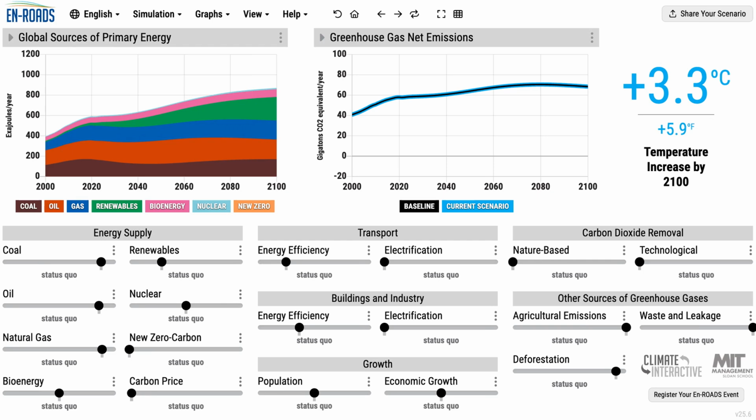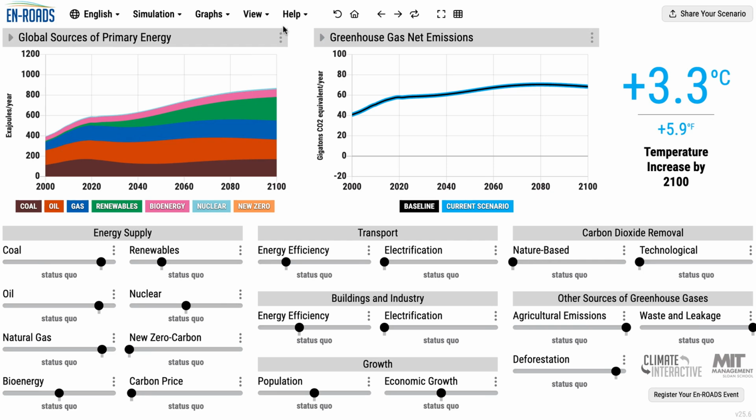The Kaya identity. The Kaya identity is an equation that was created by Yoichi Kaya that helps us in two ways. It's a helpful thinking tool for the four main drivers of overall carbon dioxide emissions from the energy sector. Secondly, it's a view here in En-ROADS.